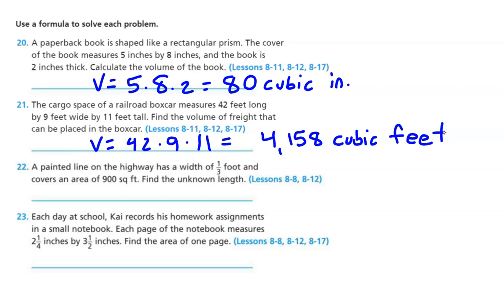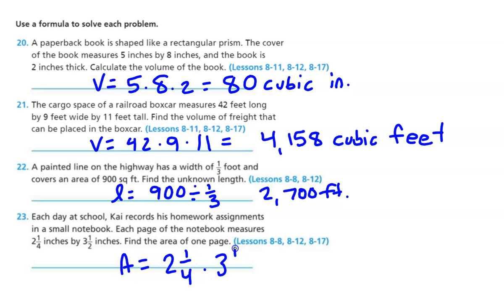Number 22 would have been, you're finding the length because you've got everything but your length. So your length would have been 900 split into thirds, which is 2,700 feet. That's a tricky one. And then number 23 is your area equals 2 1/4 times 3 1/2, and that leaves you with 7 7/8 square inches. Okay?